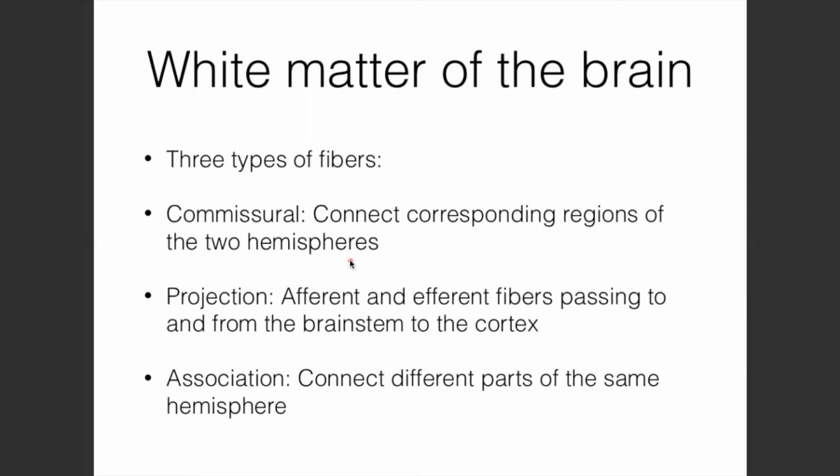It would connect between them. So it always connects between the left and the right. And then projection fibers. Projection fibers are afferent and efferent fibers. So they're fibers that are descending or ascending. So they pass to and from the brainstem to the cortex. So they're either descending from the cortex to the brainstem and spinal cord, or they're ascending from the spinal cord and the brainstem coming up to the brain.